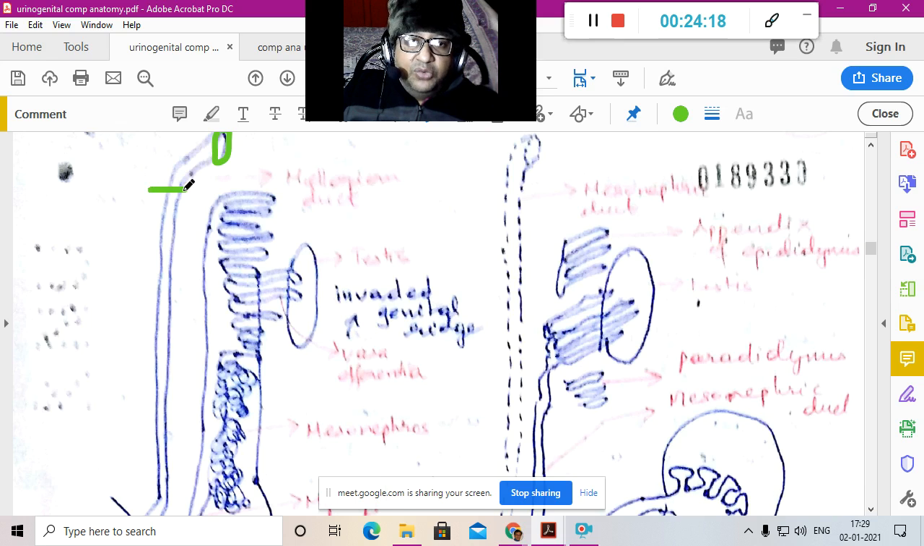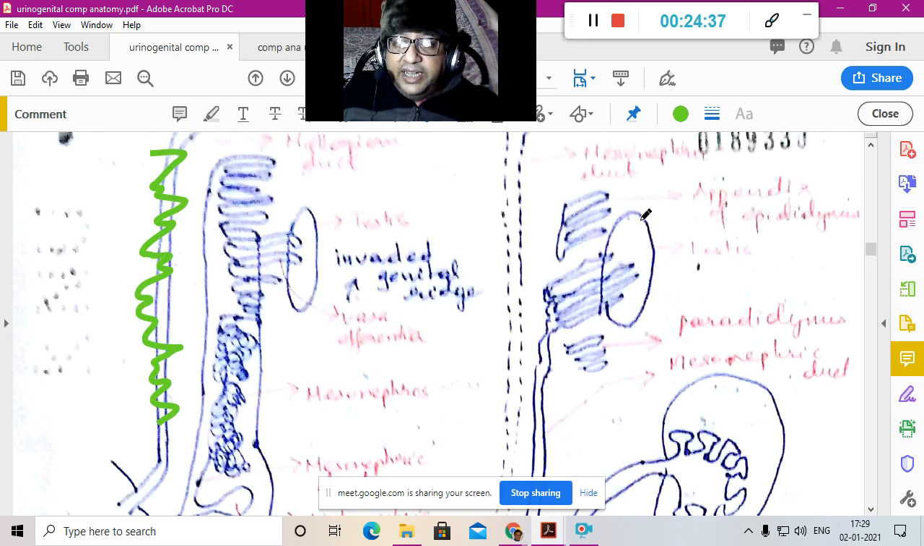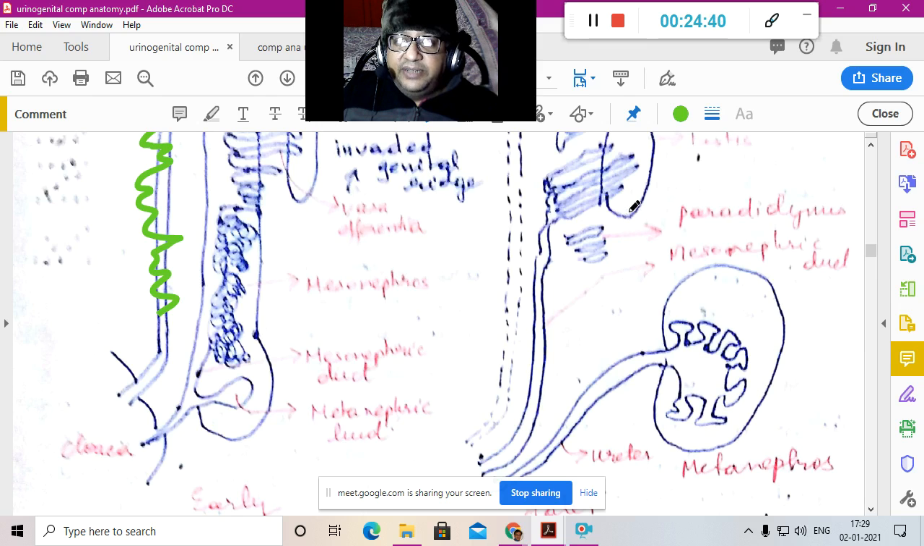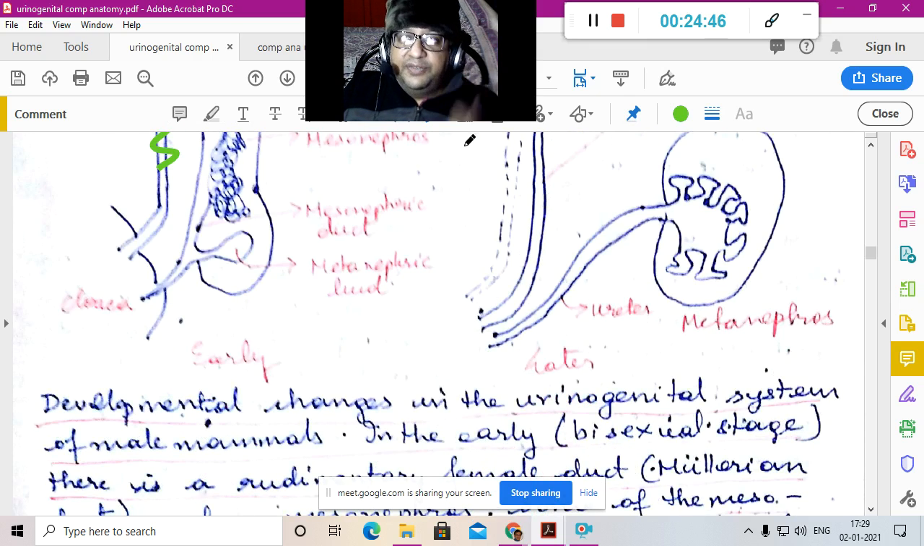This Mullerian duct goes away. These little things, the appendix of epididymis, paradidymis, all these remain as vestiges. And a new kidney is formed over here. And here the testes is connected with the seminal vesicle. It forms eventually. So this is how the development takes place in males.